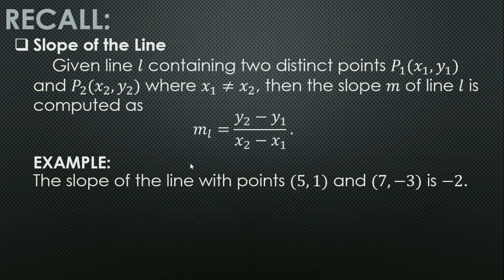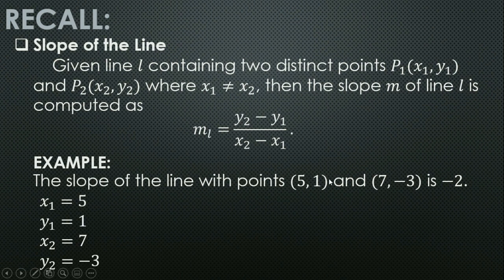Papaano naging negative 2 ang slope ng line na may dalawang points na 5, 1, and 7, negative 3? So syempre, let's identify first the values of x sub 1, y sub 1, x sub 2, and y sub 2. So I consider this one as the first point, x sub 1, y sub 1, and then this one as the second point, x sub 2 and y sub 2.